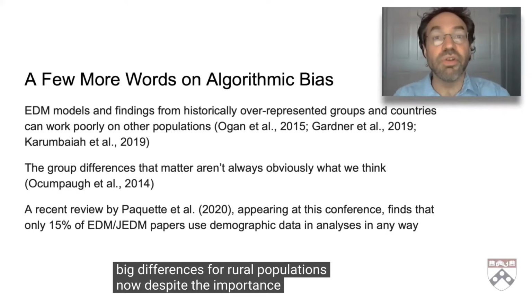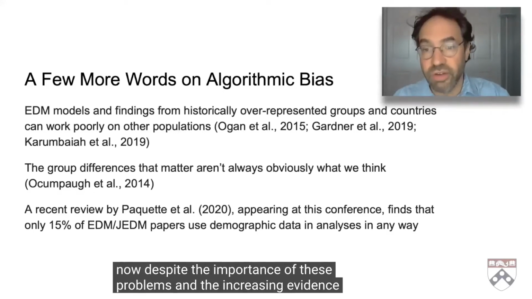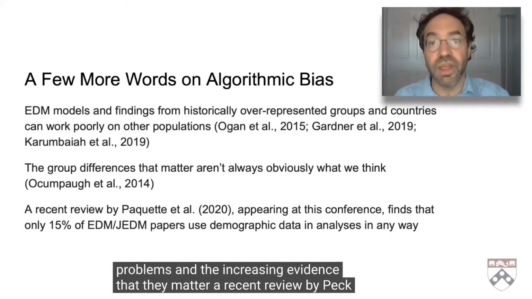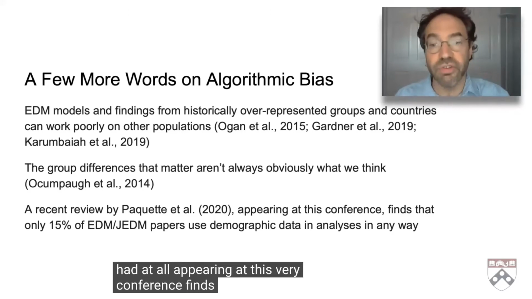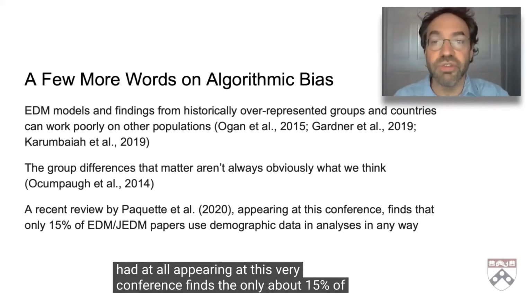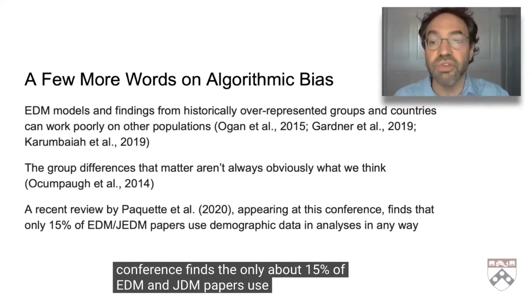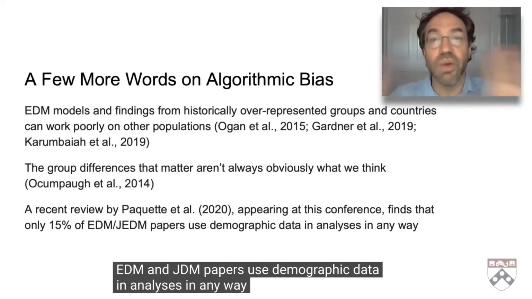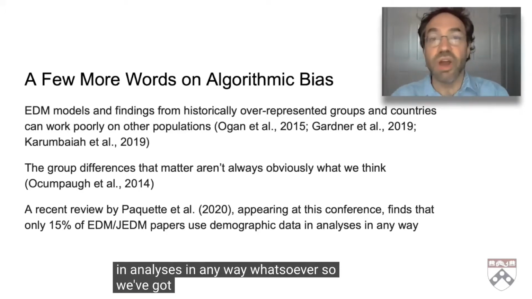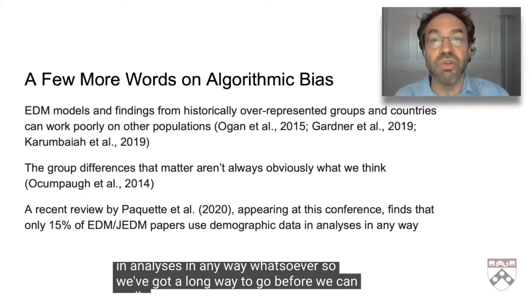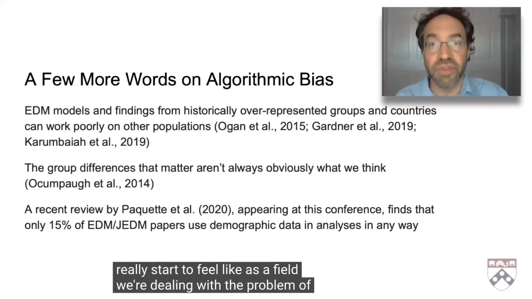Now, despite the importance of these problems and the increasing evidence that they matter, a recent review by Paquette et al., appearing at this very conference, finds that only about 15% of EDM and JEDM papers use demographic data and analyses in any way whatsoever. So we've got a long way to go before we can really start to feel like as a field we're dealing with the problem of algorithmic bias.